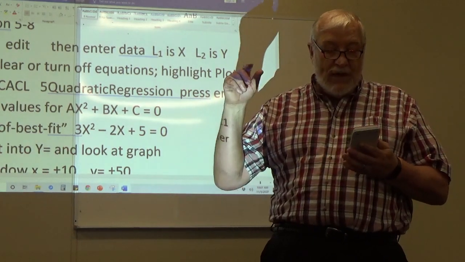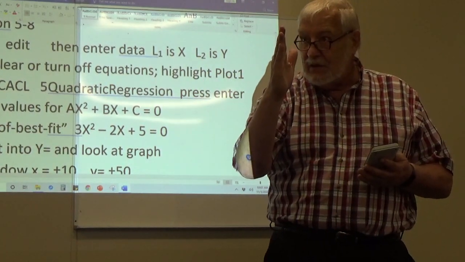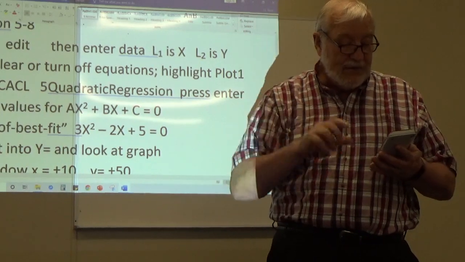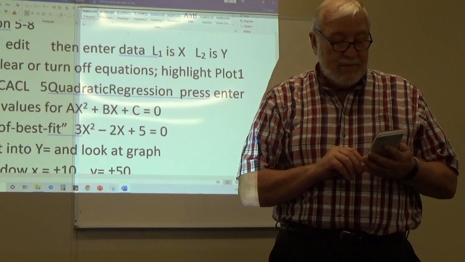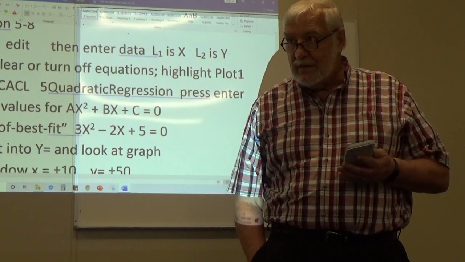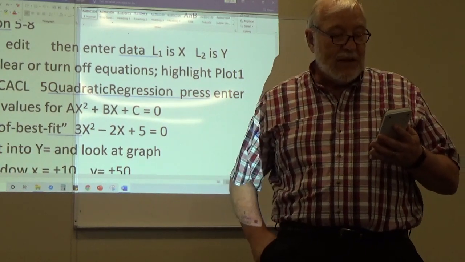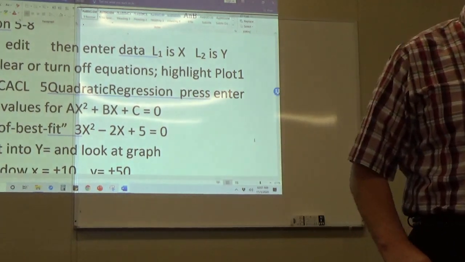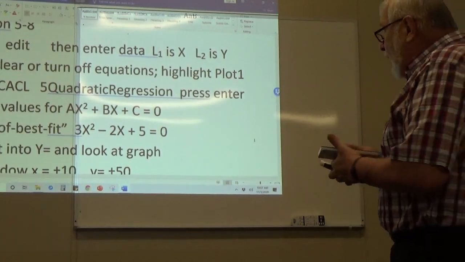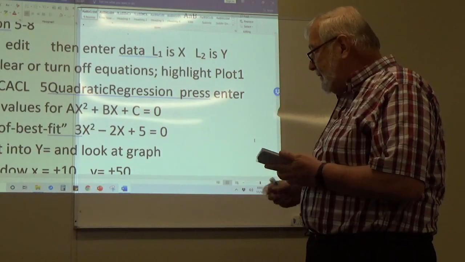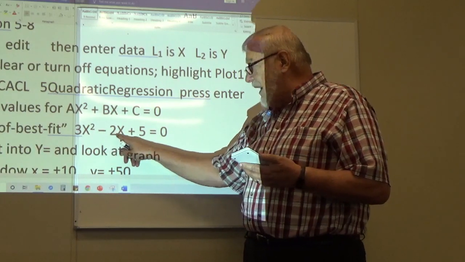Now, the L1 and L2 are the way we want it because we put the x's in L1 and we put the y's in L2. So we go down to where it says calculate and press enter, and you're going to get A is 3, B is -2, and C is 5. So our equation is 3x squared minus 2x plus 5.